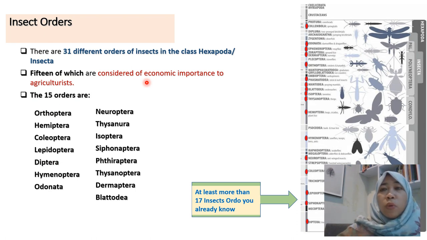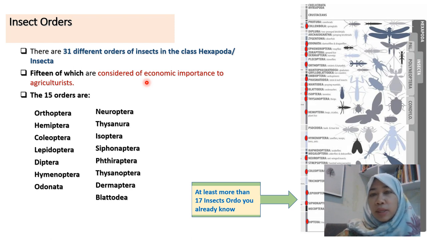Insect orders. How many orders do we have? It's quite a lot of orders in this world. There are 31 different orders of insect in the class of hexapoda or insecta. So we can say insecta or hexapoda, it's the same. 15 of which are considered of economic importance to agriculturists. It means the insect could act as a pest, act as biological control and other.